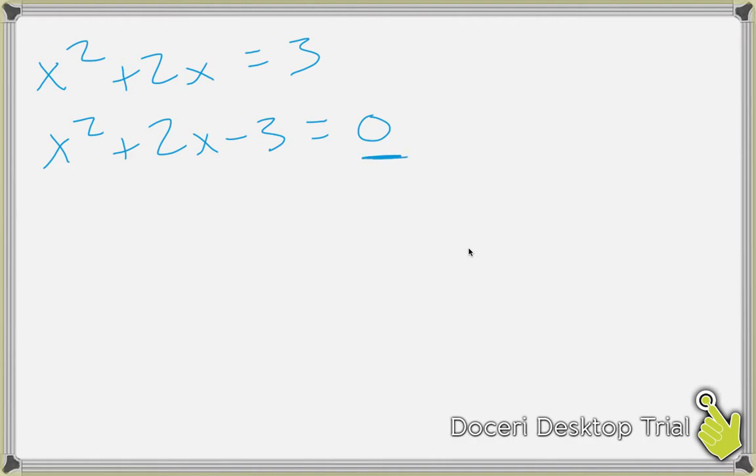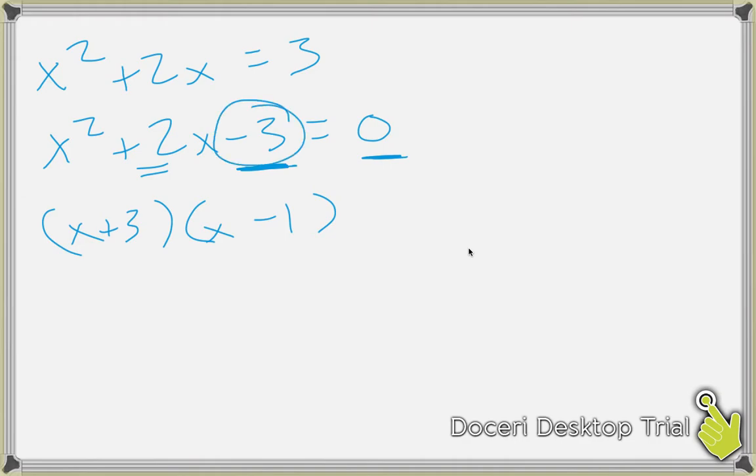Now that it's equal to 0, I can get my 2 sets of parentheses. You have to find factors of -3 that add up to +2. That's going to be a +3 and a -1. I know it's a positive and a negative because that -3 term is negative. It has to be one of each, and the bigger one has to be positive. So I've got x plus 3 and x minus 1.